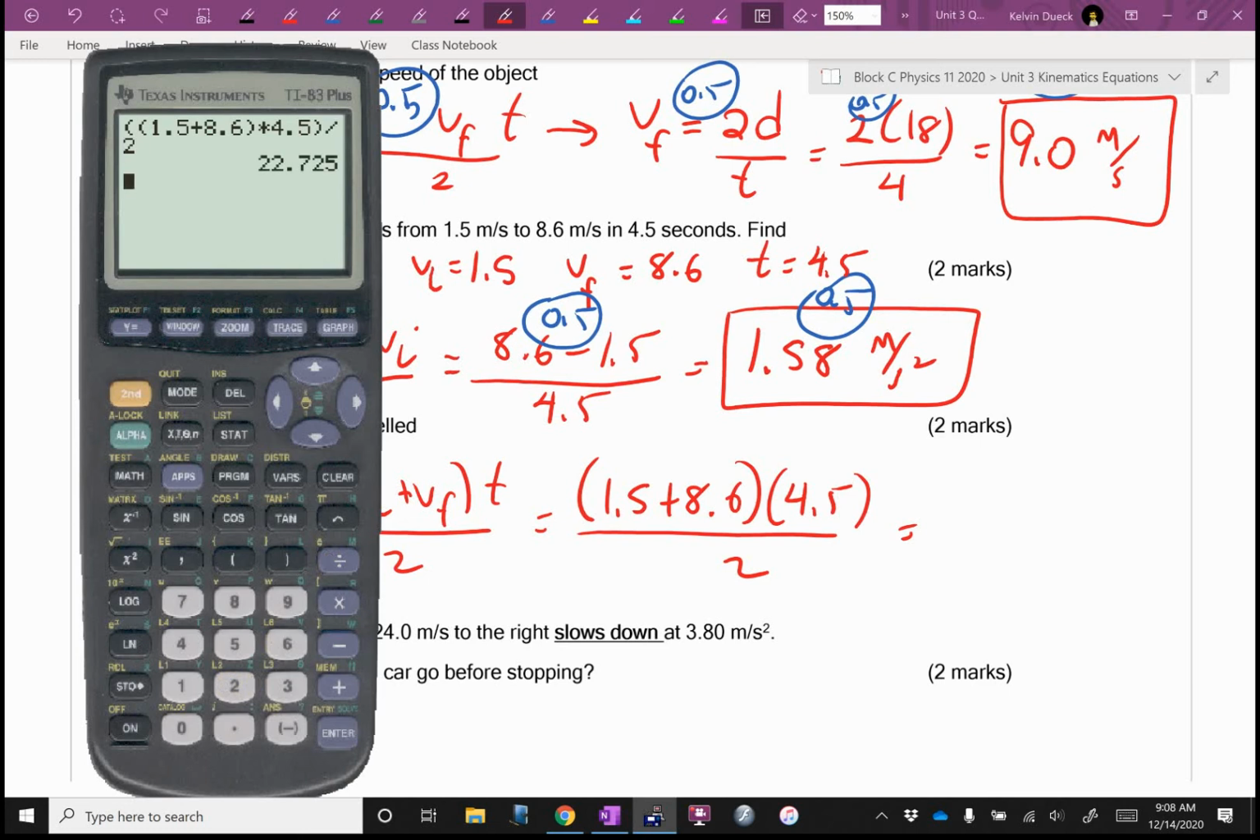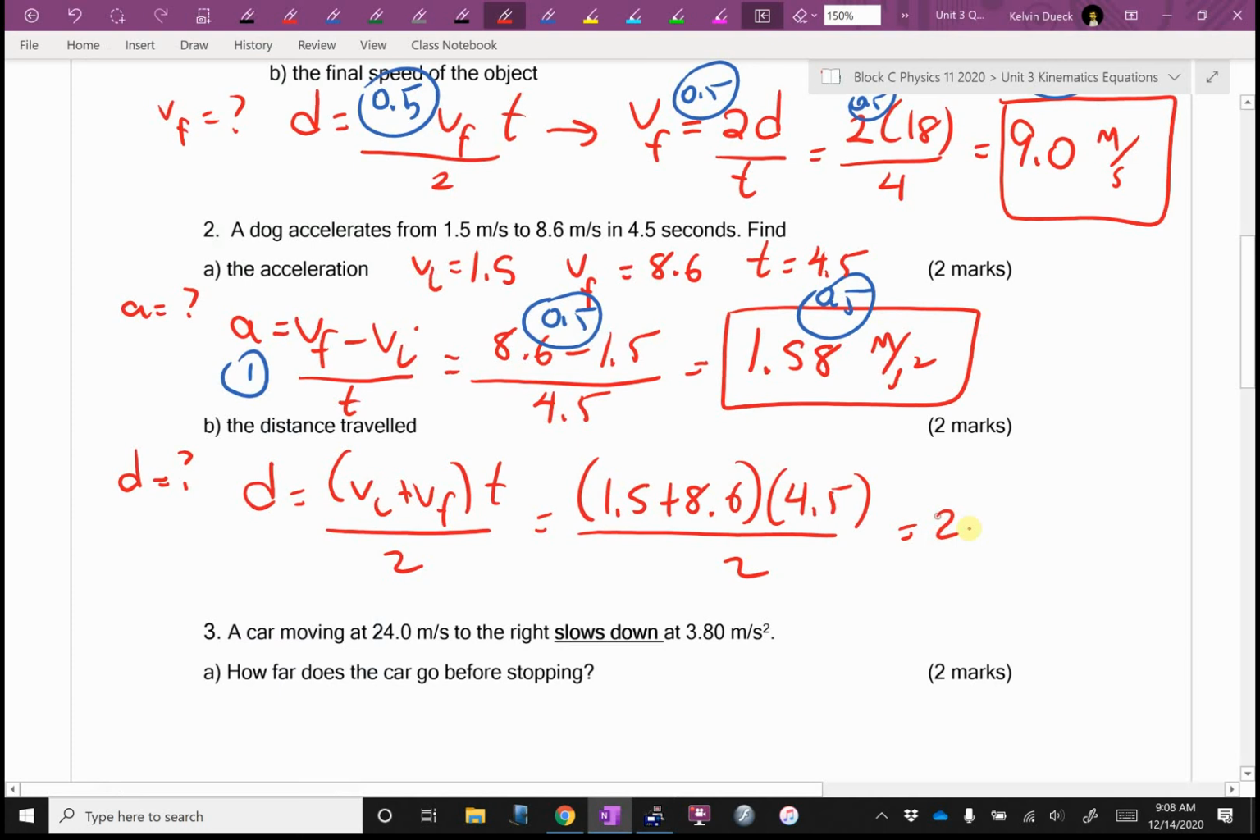22.725, 22.7 if I go to 3 sig figs? People nodding? Units, meters.